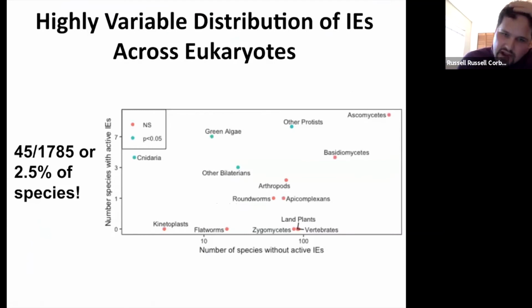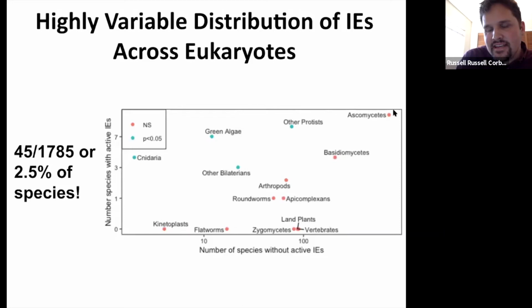So what this graph is showing you across the x-axis is the number of species in a given group. These aren't quite clades, they're grades in some cases. So, a group of species that have active introner elements. And then on the y-axis, you're seeing the number of species that do not have active introner elements, or that do have active introner elements. You can see that some groups are real outliers here.